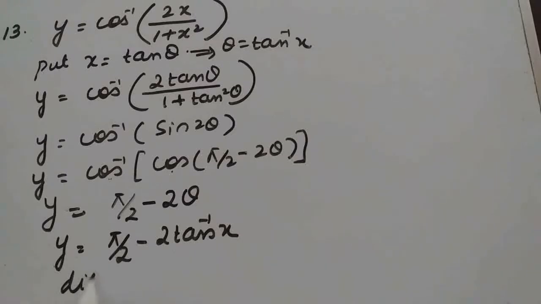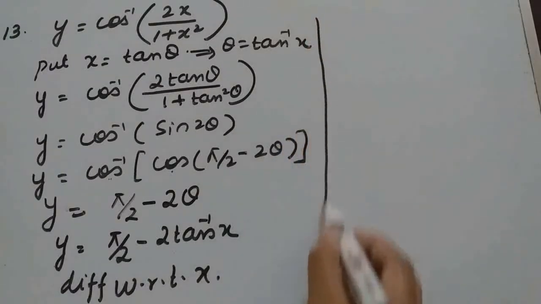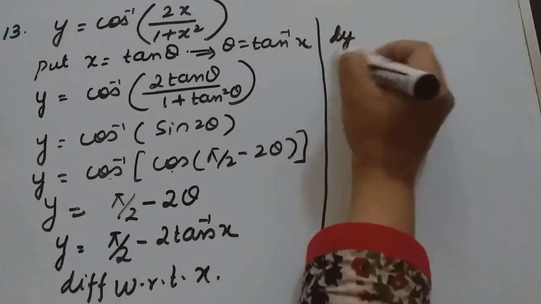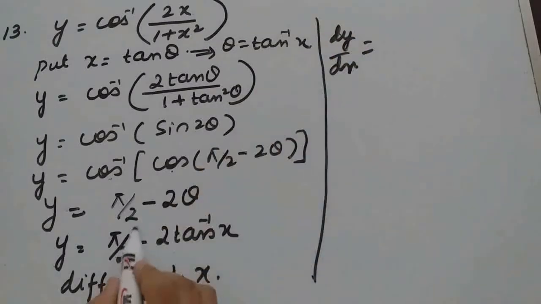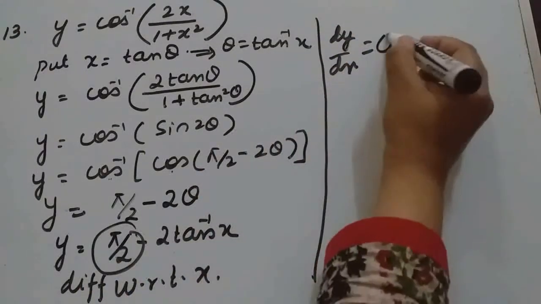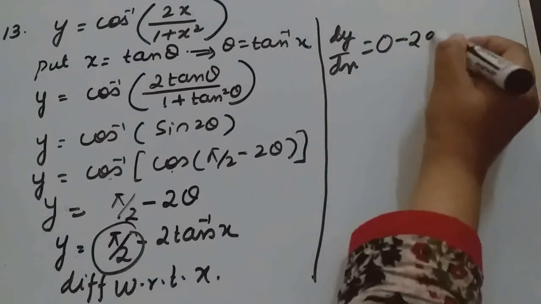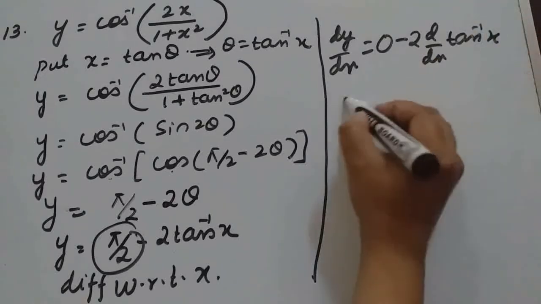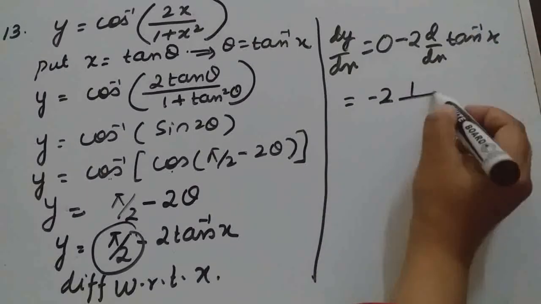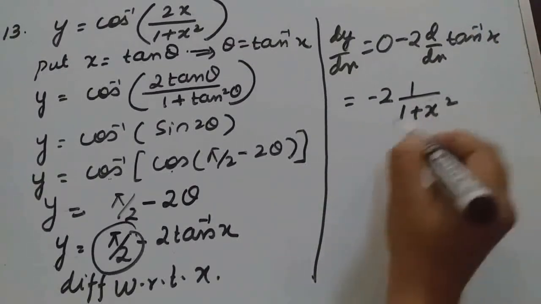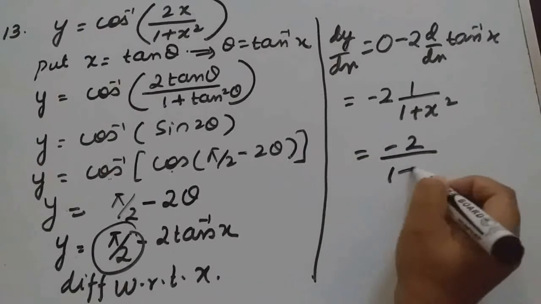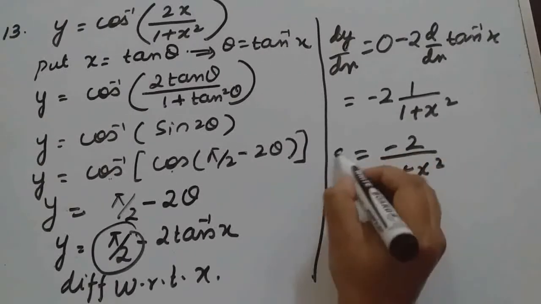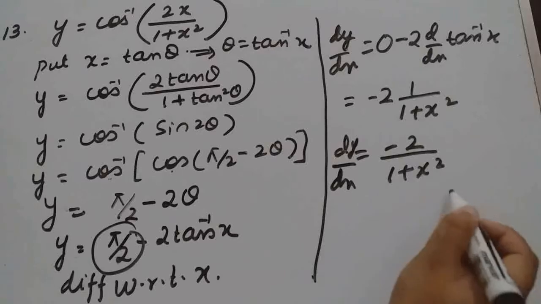Now we can differentiate with respect to x. So dy by dx will be, the constant value gives derivative 0, minus 2 times the derivative of tan inverse x. So minus 2 times the derivative of tan inverse x, which is 1 by 1 plus x square. The answer is minus 2 by 1 plus x square.